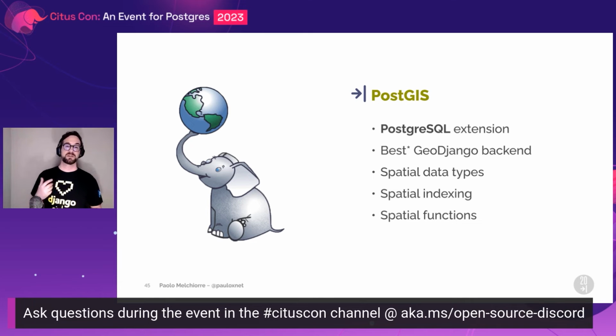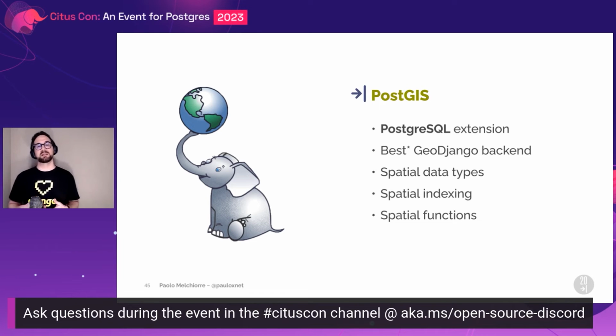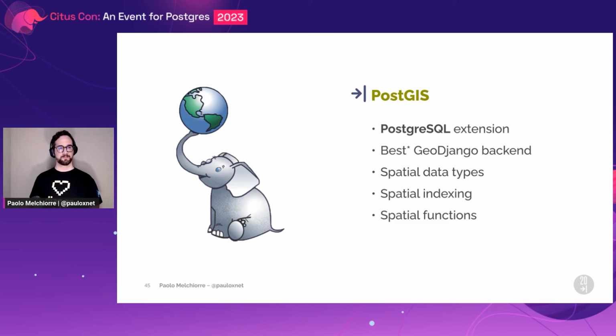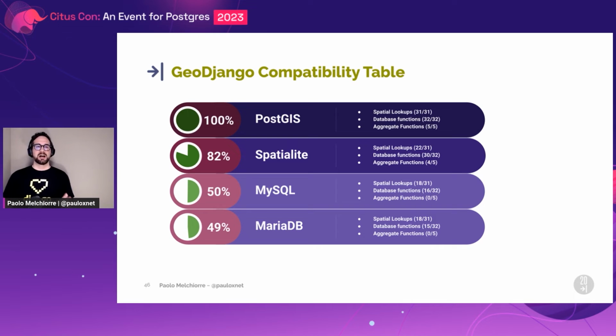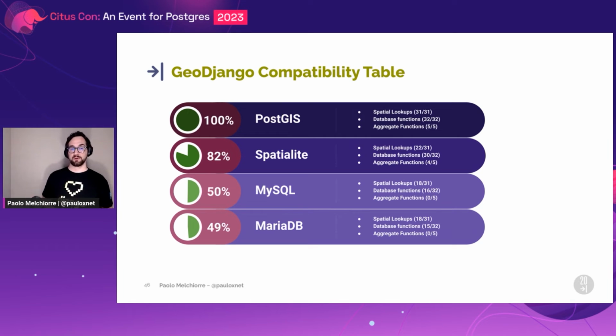First, let's start using PostGIS as a new backend engine. PostGIS is a Postgres extension, and it's also the best database backend for GeoDjango. It internally integrates spatial data and has spatial data types, indexes, and functions. In this chart, I've synthesized the compatibility table of the open source geographic backends supported by GeoDjango. In the GeoDjango documentation, there are three of these tables. And as you can see, PostGIS is the only geographic backend that supports 100% of the features.